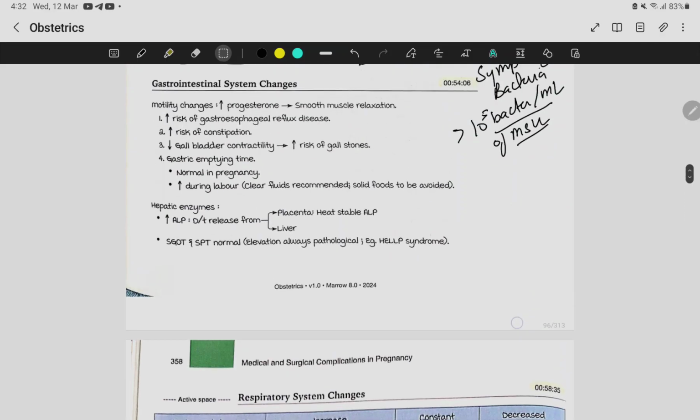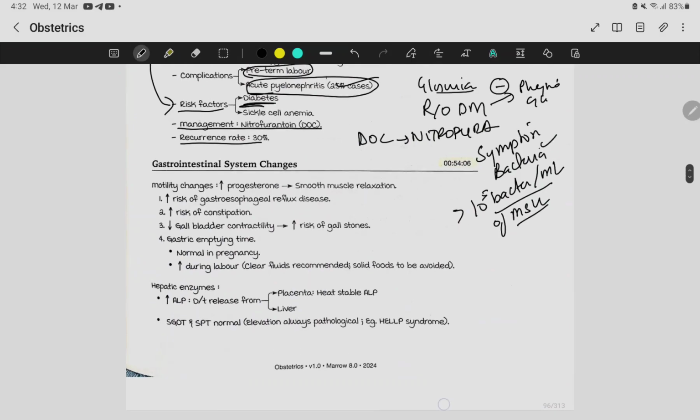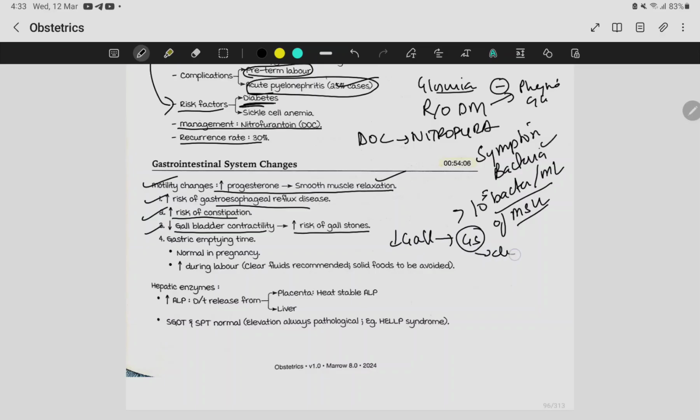Coming to the GI changes. In the GI tract, motility decreases because progesterone causes smooth muscle relaxation. There's increased GERD because of relaxation of the sphincter. Increased constipation because of decreased motility, right? And gallbladder contractility is also decreased. Because of that, there will be gallstones because of the stasis, cholestasis, right?